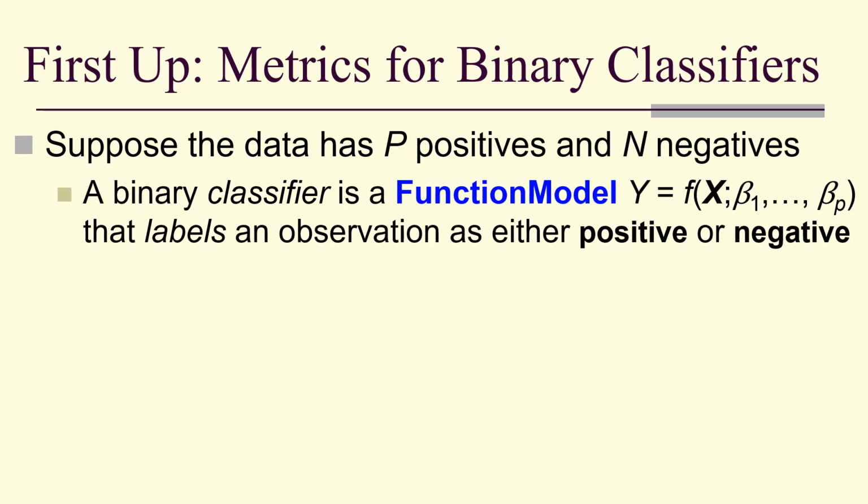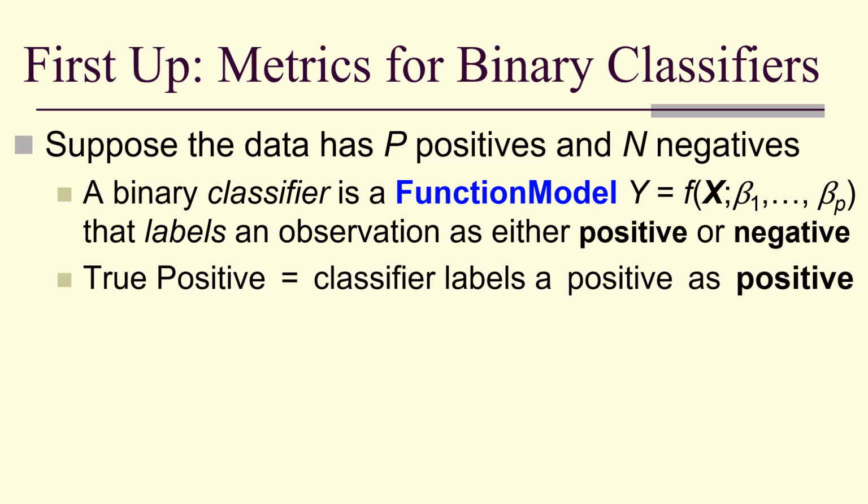A binary classifier is a function model, y is a function of x with parameters beta 1 to beta p, that labels an observation as either positive or negative. A true positive means the classifier labeled a positive as positive. A true negative, the classifier labeled a negative as negative.